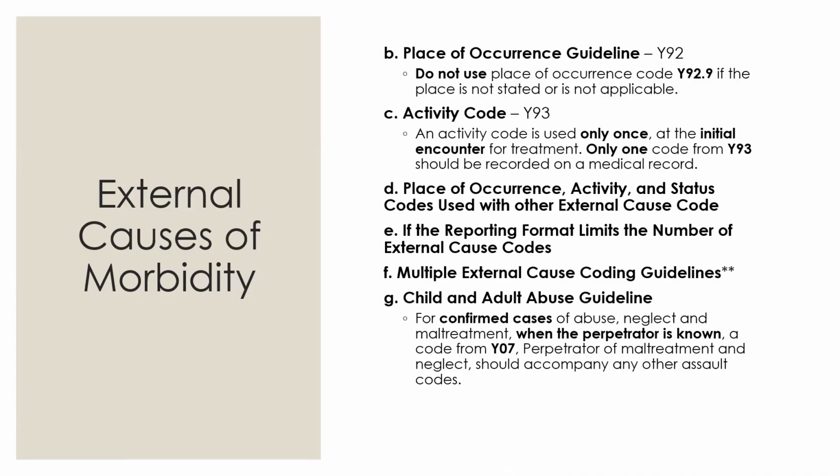Activity and external cause status codes are assigned following all causal or intent external cause codes. The first listed external cause code should correspond to the cause of the most serious diagnosis due to an assault, accident, or self-harm, following the order of hierarchy we just listed.